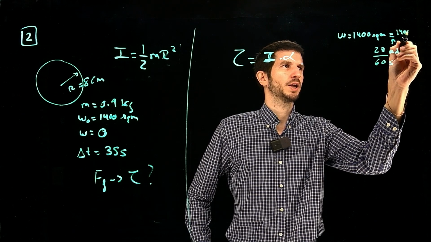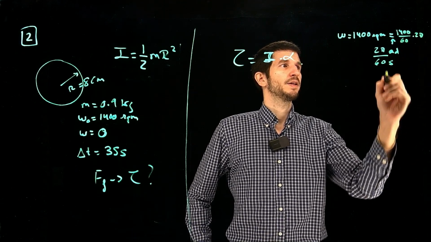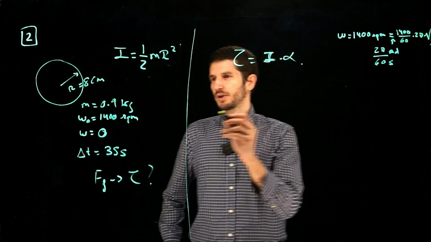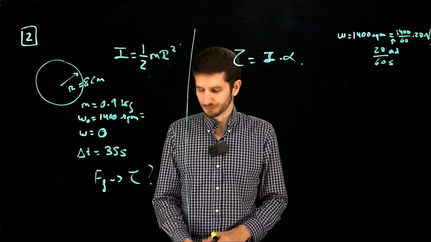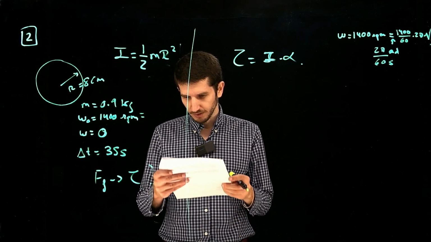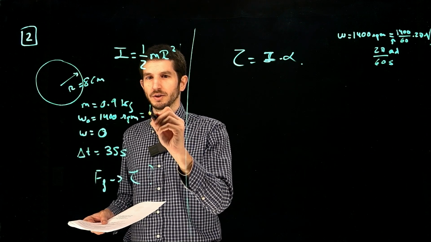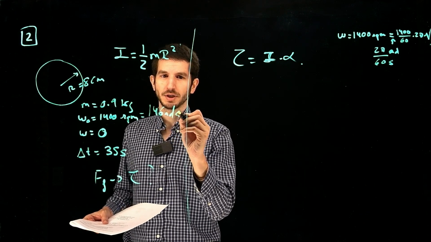So it's going to be 1400 divided by 60 times 2 pi radians per second, right? And so we can write that the value is equal to 146 radians per second. So 146 radians per second.